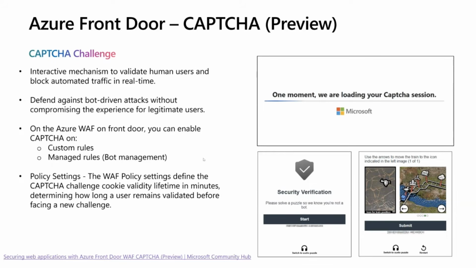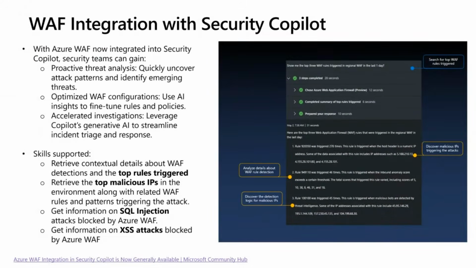Now, moving on, the next one is the WAF integration with Security Copilot. So Azure WAF's integration with Security Copilot brings advanced AI-driven capabilities to security teams, enhancing their ability to rapidly analyze threats and optimize defenses. The Security Copilot provides proactive threat analysis by uncovering attack patterns and identifying new threats early in the process.